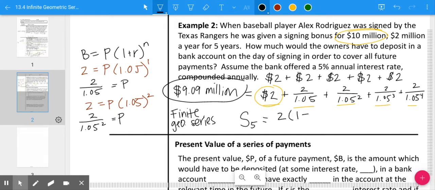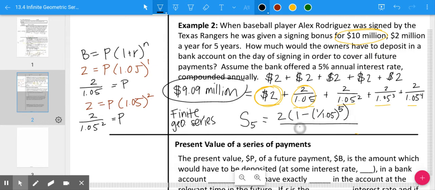What is my R value? What do I multiply this first term by to get to this second term? Go ahead and put that in the chat. If you got that wrong, don't worry about it. The answer for the R value is 1 over 1.05. Basically what happens is I'm taking 2 and I'm multiplying by 1 over 1.05 to get this next term. And then I multiply by another 1 over 1.05 to get this next term, and another 1 over 1.05 to get this next term, etc. So my R is actually 1 over 1.05. I put that to the end, which again is the total number of terms, so 5.